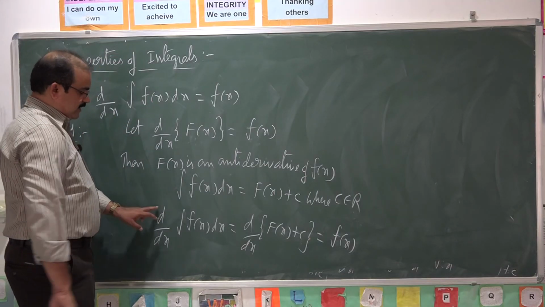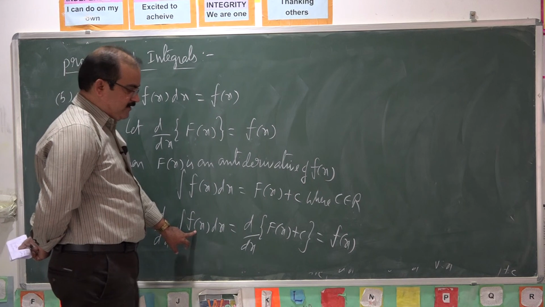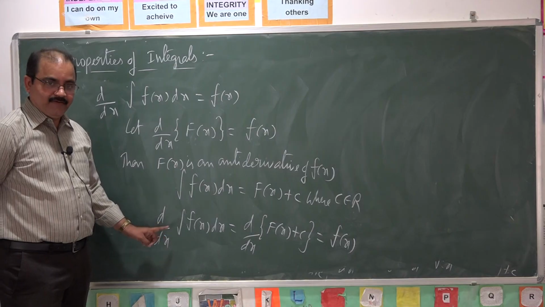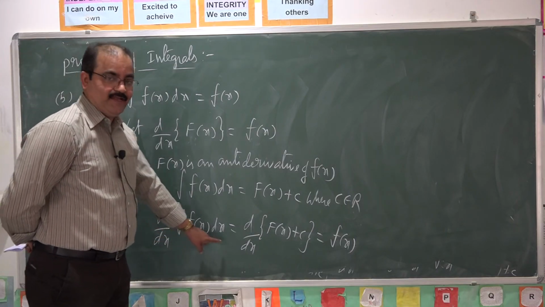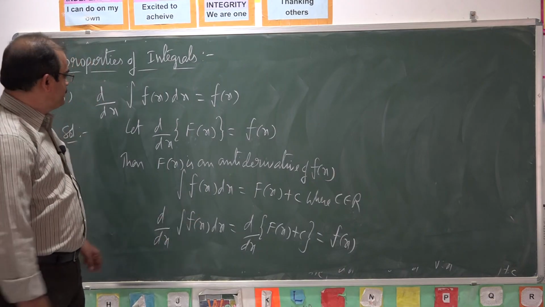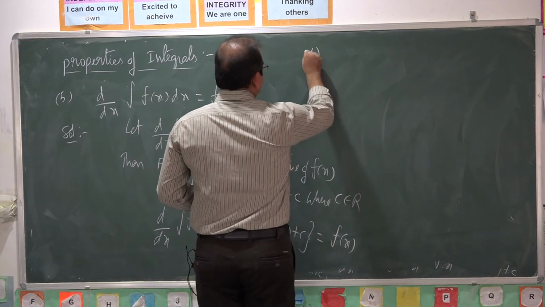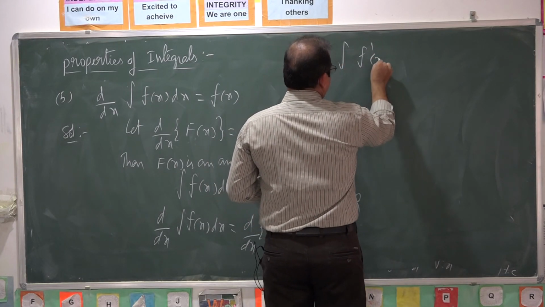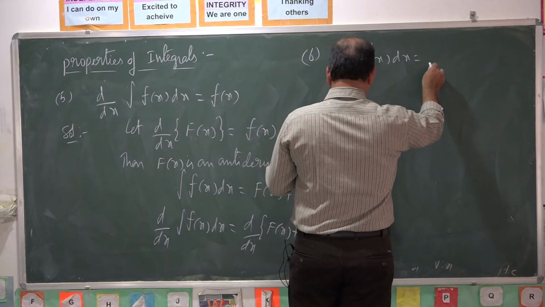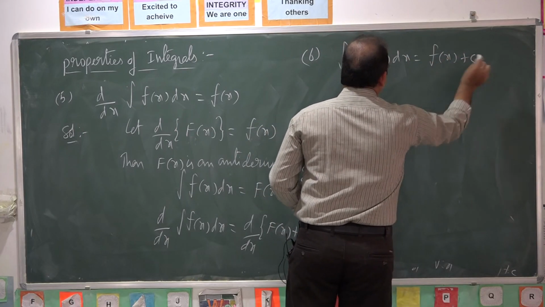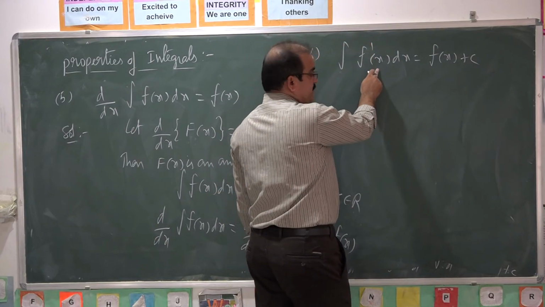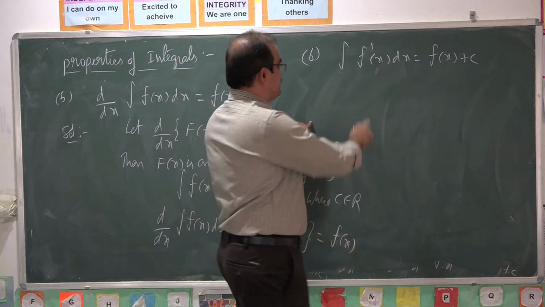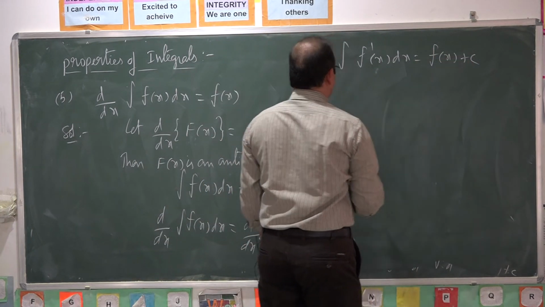From this, derivative of integral of any function is itself, because integration is the antiderivative. So derivative of antiderivative of a function is itself. Similarly, we prove this. Next property, integral of f dash x dx is equal to f of x plus c. Integral of derivative f dash x, meaning d by dx of f of x. Integral of derivative of any function is itself.